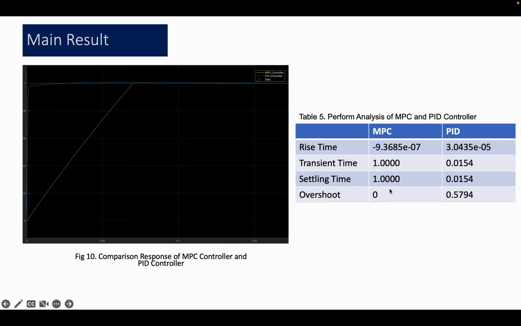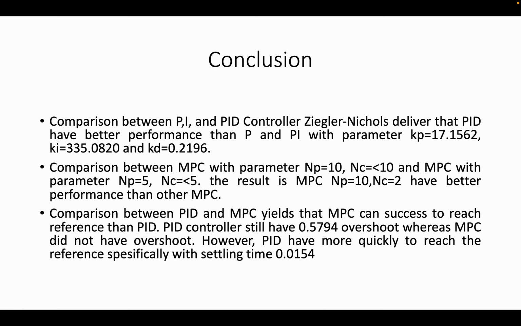The MPC has zero overshoot, but the PID still has a small overshoot of 0.57. The settling time of the MPC is 1, and the PID has 0.0154. The rise time of the PID is 3.04 times 10 to the minus 5, and the MPC has 9.36 times 10 to the minus 7.